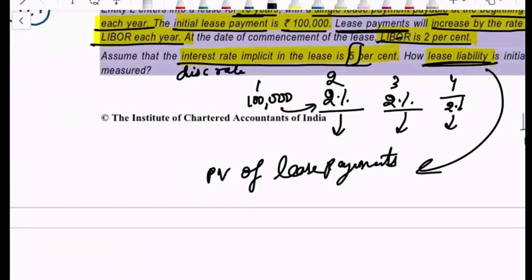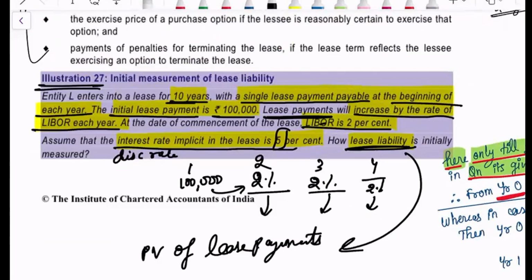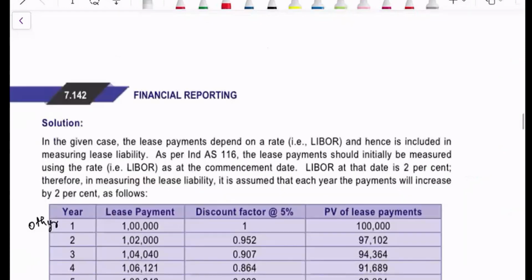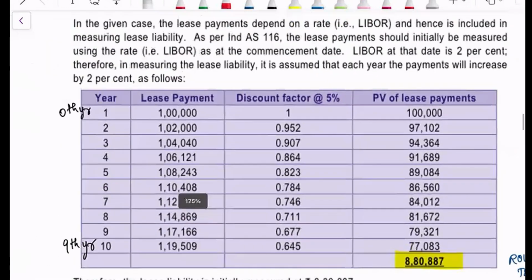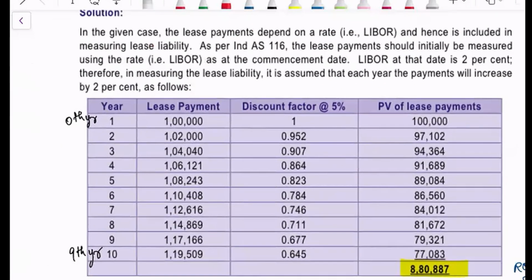We have to understand, before going into that, the importance of the word beginning. Whenever lease payments are paid at the beginning of each year versus at the end of each year, that will make a difference in the question. So here, since they have told that all the lease payments are going to be made at the beginning of each year, how many years is the lease term going to be? Year 1, 2, 3, 4, 5, 6, 7, 8, 9 until year 10.